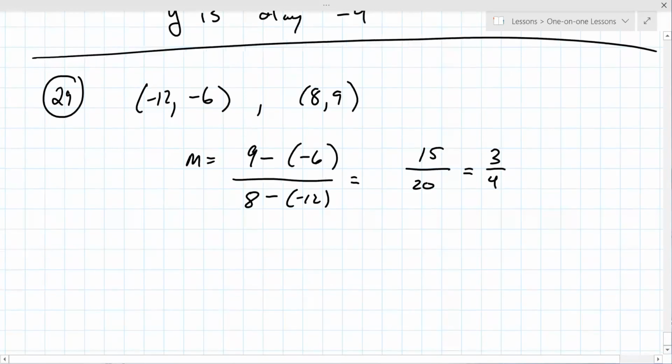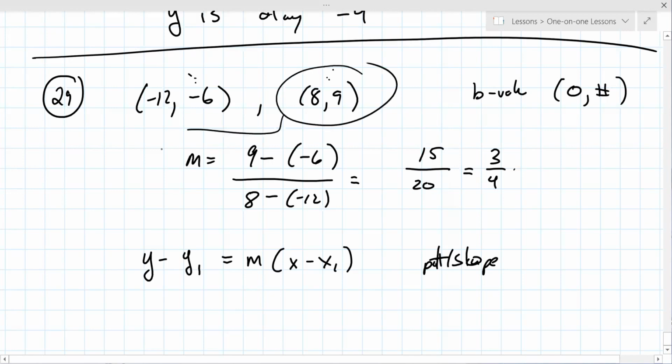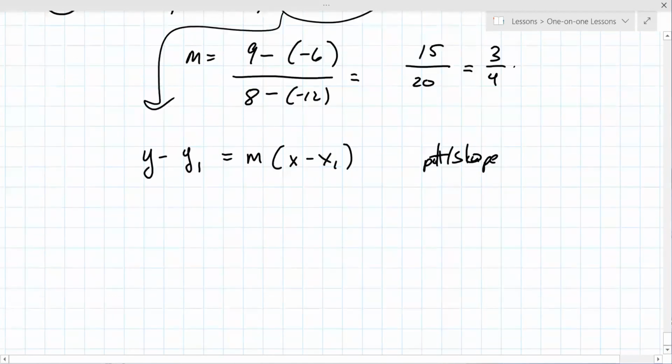As I asked you in an earlier question, are either of these points the b value? And you would know that if it was 0, comma, a number. Are either of these the b-value? No. So the best way, in my opinion, is to use point slope form. This is point slope form, and use the slope you just found and a point, okay? So I'm going to use the positive one because it makes the numbers nicer.